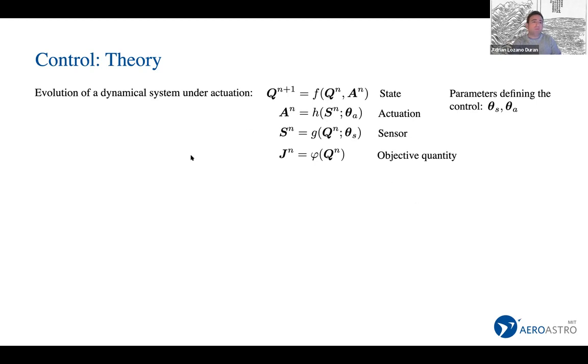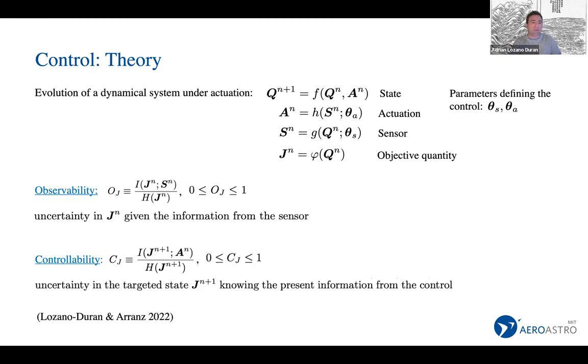So going back to the concept of information, we can define observability and controllability. In this case, the observability is given by a mutual information between what I want to control and my sensor, normalized by the total information on the state that I want to control. So this gives me the uncertainty in my objective function given the information from the sensor. You can show this quantity goes from 0 to 1. So 0, you cannot observe anything, and 1 is perfect observability.